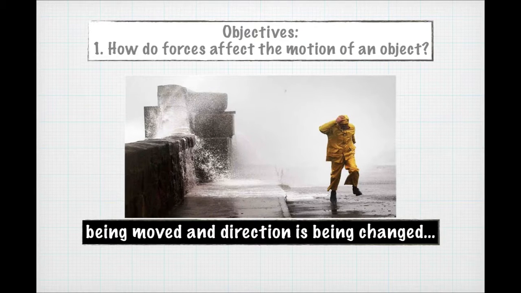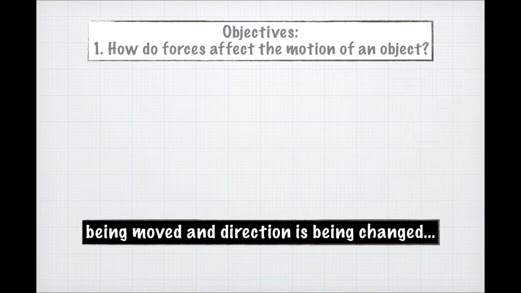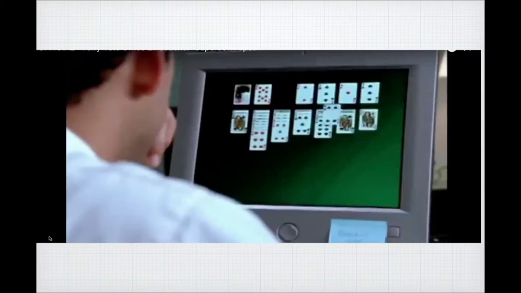You notice that the wind is applying a force to him, and it's changing his direction, or at least it's almost changing his direction. You can tell it's a pretty strong wind. Also, it's changing his speed. Depending on where the wind is blowing, it can be speeding him up if it's a tailwind, or if it's a headwind, which is a wind that's going in the opposite direction that he's moving, it's slowing him down. So this is a classic example of how a force affects the motion of an object.